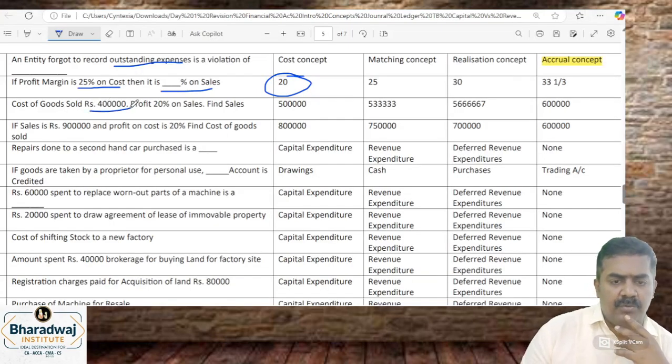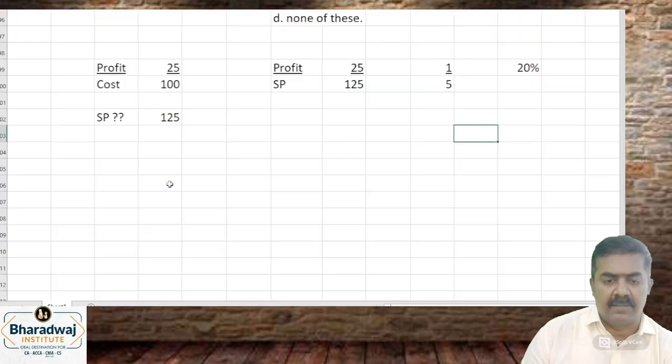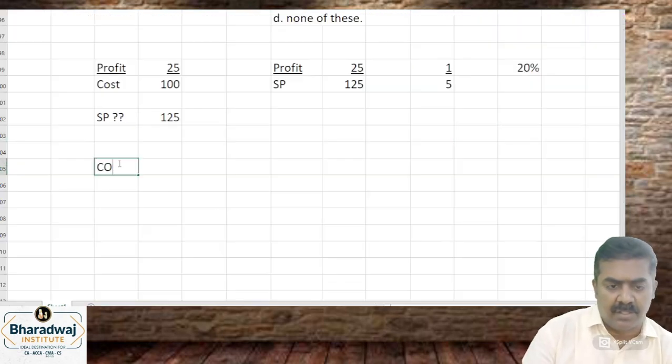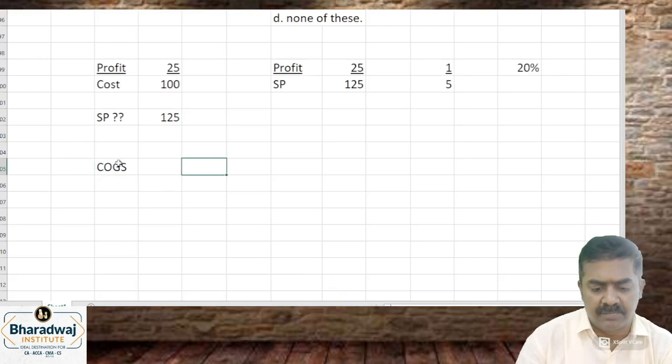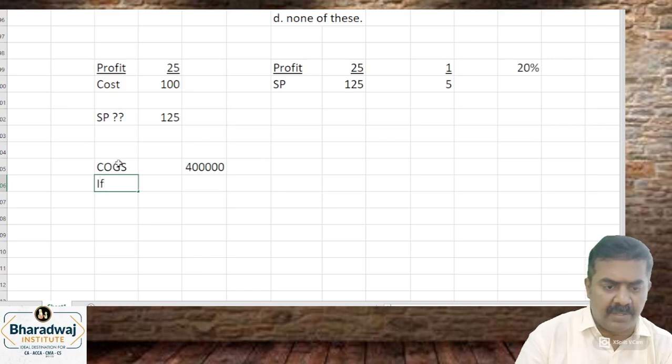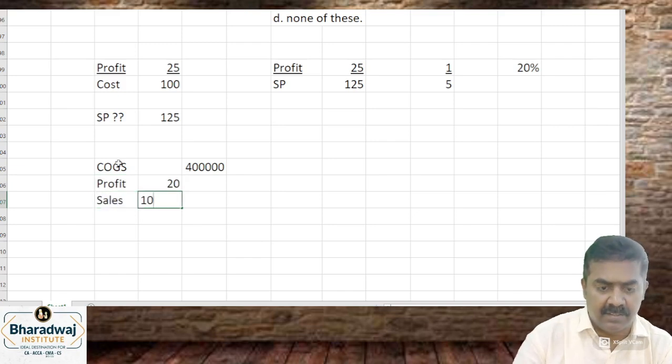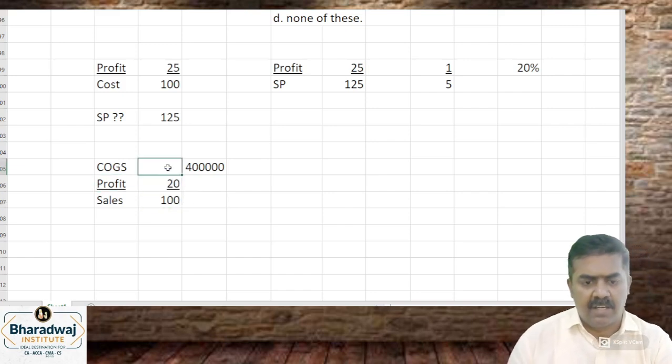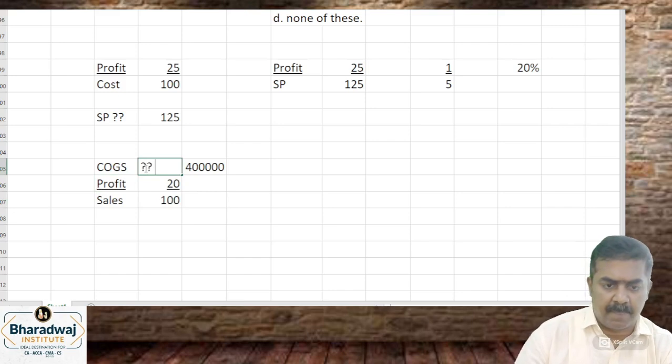Cost of goods sold is 4 lakhs. How much profit percentage is given? 20% is given, and they ask to find sales. How much cost of goods sold is given? 4 lakhs. Very simple. If profit is 20% on sales, profit is 20% on sales, so cost will be how much? 80%.